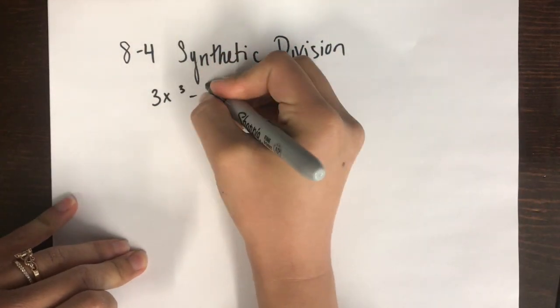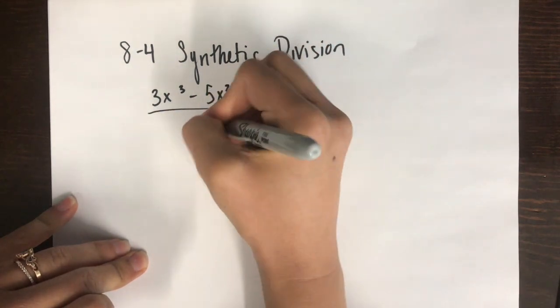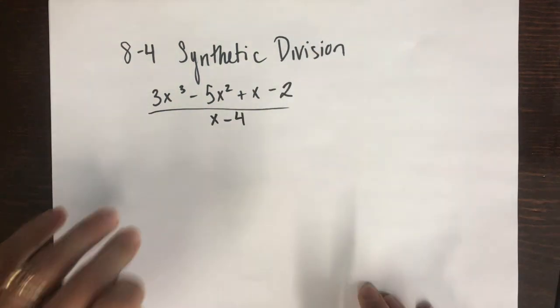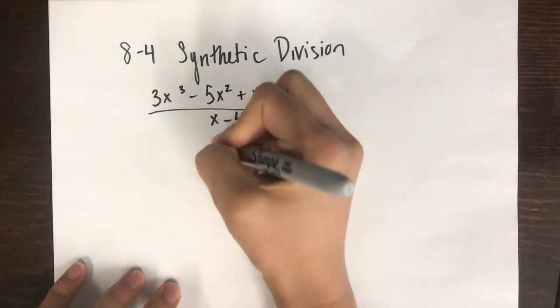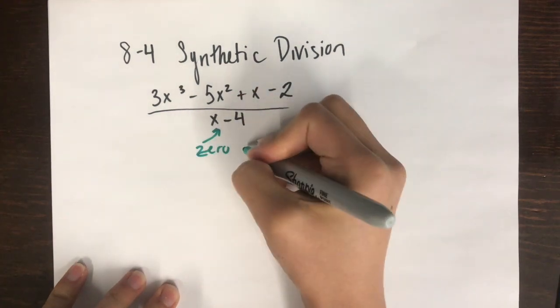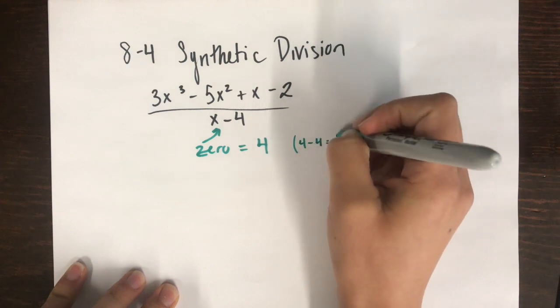Okay, suppose we have a long polynomial, 3x cubed minus 5x squared minus x minus 2, divided by x minus 4. How can I do this in an easier manner? Well, what I might do is start off by saying, what's going to make the bottom thing 0? What makes x minus 4 zero? It's going to be 4, right?